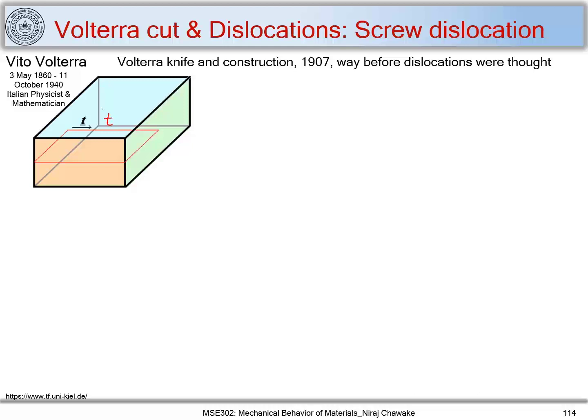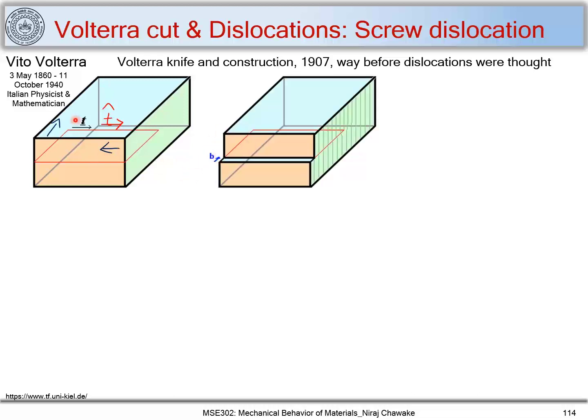So this is a tangent vector, and now that I have made this cut, I can push the top material with respect to the bottom material in this fashion or in this fashion. Let's do that. When I push my material in this direction, perpendicular to this T vector, I form an edge dislocation. Here you can see clearly the symbol of edge dislocation coming out. The Burgers vector is perpendicular to the tangent vector. So this is the definition of an edge dislocation: the Burgers vector is perpendicular to the dislocation line or tangent vector.